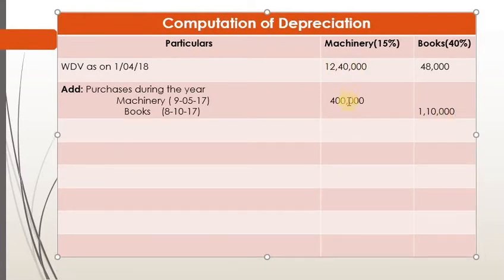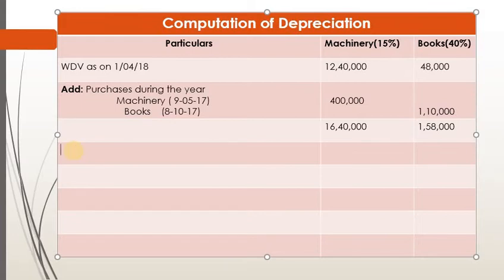Let's write down the total amount of assets here for both machinery and books. So 12,40,000 plus 4 lakh, it is total 16,40,000. For books, 48,000 and 1,10,000, so total is 1,58,000.